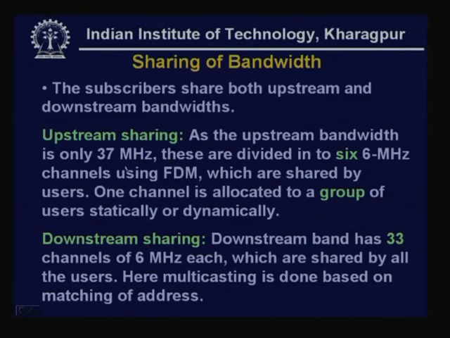As the upstream bandwidth is only 37 megahertz, it is divided into 6 megahertz bands, as I have already mentioned, and that is done by using frequency division multiplexing. These 6 megahertz bands can be shared by a number of users. Actually, one channel is allocated to a group of users either statically or dynamically. We shall see how this upstream band is shared, how a particular channel can be used by a particular subscriber at a particular instant of time.